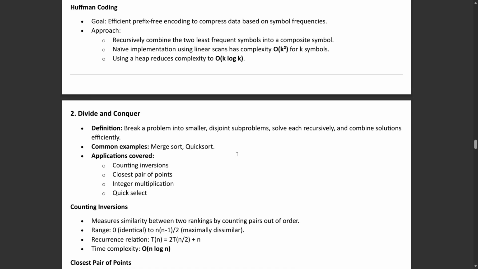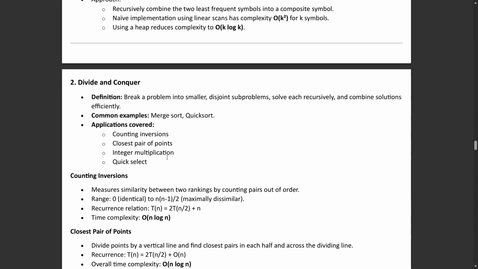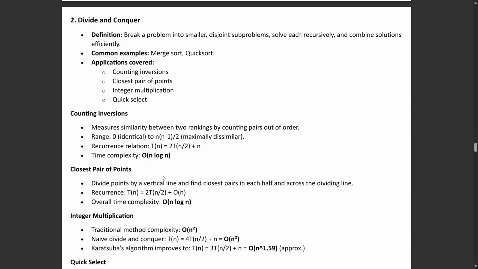Next up, divide and conquer. We split the problem into smaller parts, solve each recursively, and combine the results efficiently. Counting inversions helps compare rankings. The closest pair of points uses geometry and recursion.